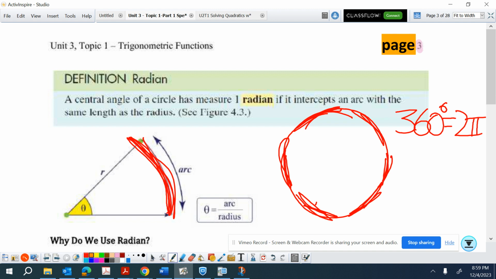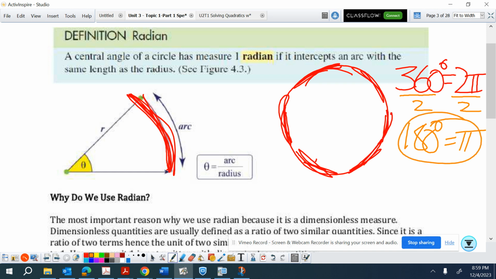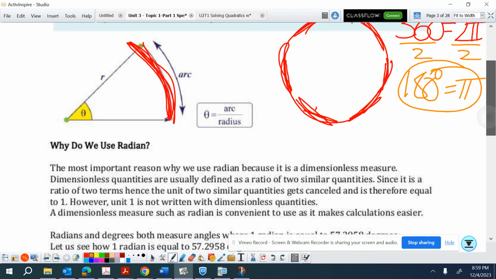Now, when I'm doing my conversion, since 360 degrees is the same as 2 pi if I'm measuring radians, notice that I can reduce both sides of these equal signs by dividing by 2. So 180 degrees is the same as pi. So I'm going to use these measurements in order to convert my degrees to radians and radians to degrees.